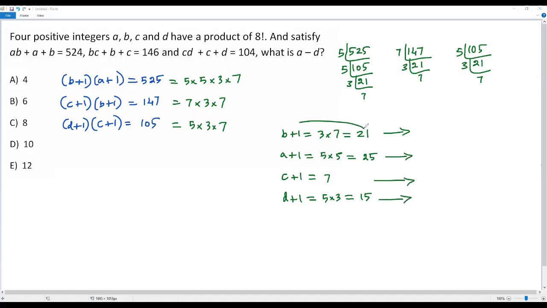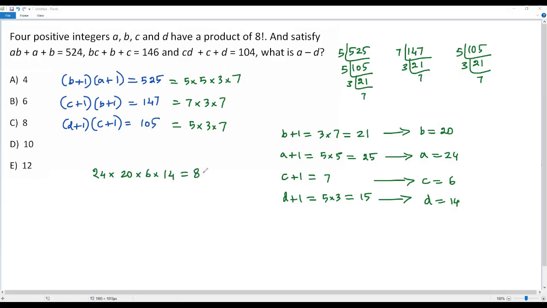Okay, from the first equation, we can solve for b. That is, when I subtract 1 from b positive 1 and 21, I am getting b equals 20. Okay, from this one, if I solve for a, I am getting a equals 24. And from this one, I am getting c equals 6. And from this one, I am getting d equals 14. Okay, now for these 4 positive integer values, let's verify the condition we have over here. Now let's multiply the values of a, b, c and d. The value of a is 24, the value of b is 20, the value of c is 6 and the value of d is 14.